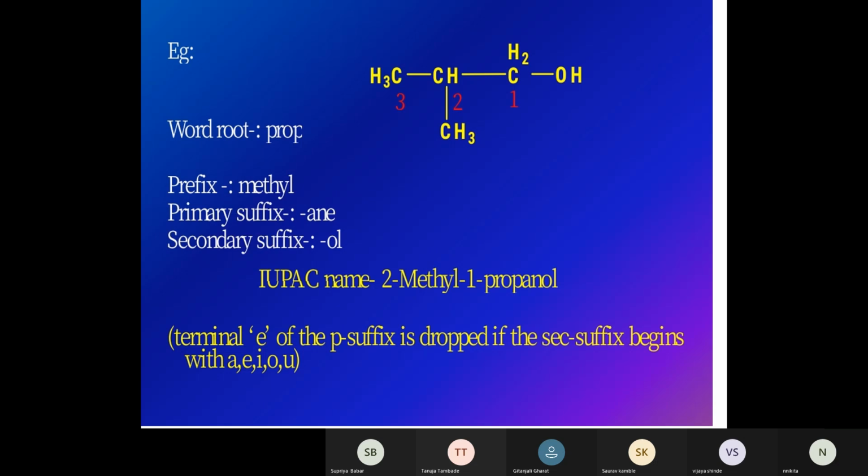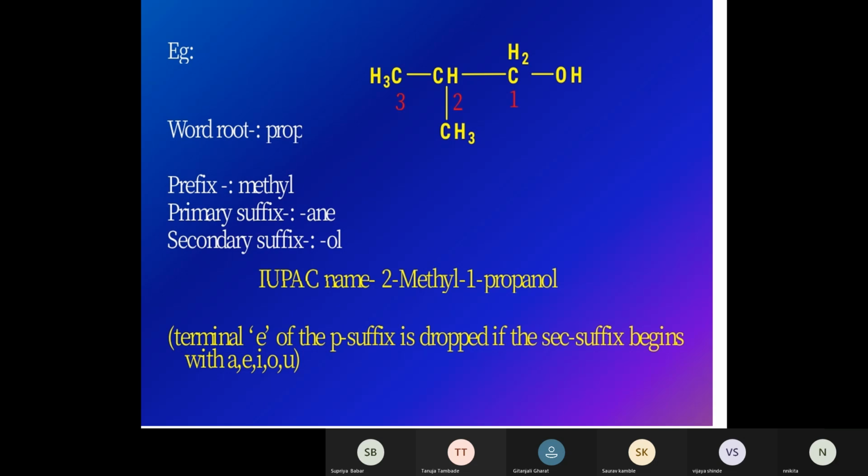So the primary suffix comes as ane. Primary suffix, that is the ane. Then the secondary suffix. Secondary suffix means we will see which functional group is present. So the OH, that is the alcohol. For the alcohol, we use the secondary suffix, that is OL.